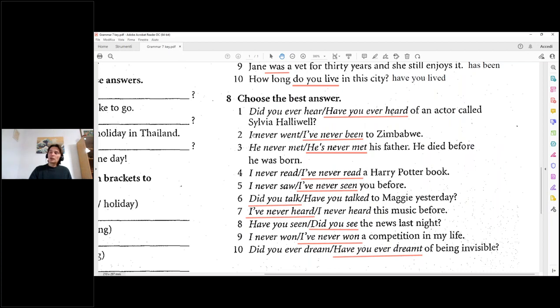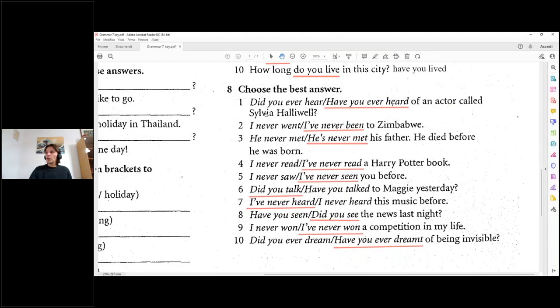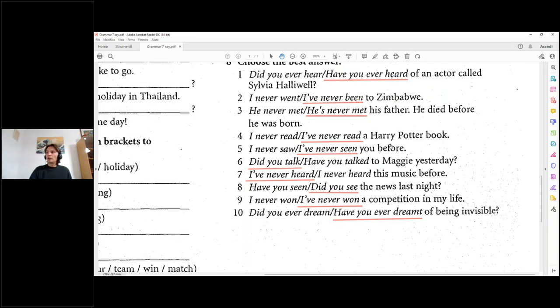Now exercise number 8, choose the best answer. Have you ever heard of an actor called Sylvia, whatever? I have never been to Zimbabwe. He has never met his father. He died before he was born. I have never read a Harry Potter book. I have never seen you before.